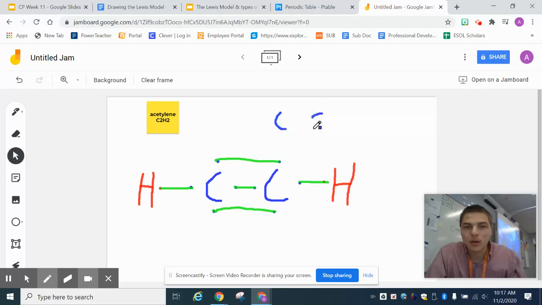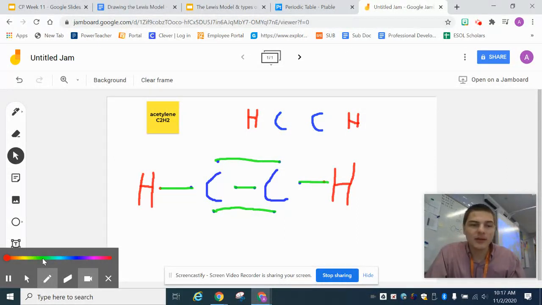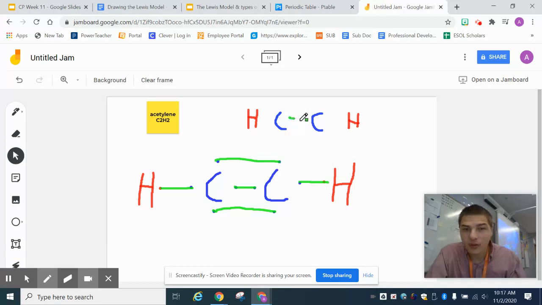Carbon, carbon, hydrogen, hydrogen. And then whenever we're drawing these triple bonds, we're actually supposed to draw them side by side just because it looks neater that way, and scientists like things to be neat. They want to know exactly what's going on. So we draw a triple bond like that, and we have our 1 bond to hydrogen and our 1 bond to hydrogen. And this is what acetylene looks like.